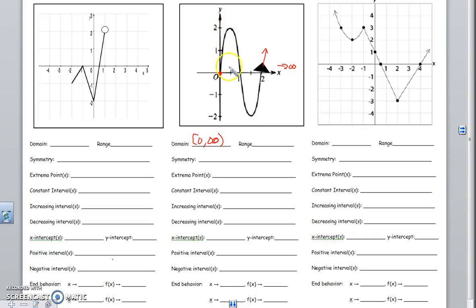The range will actually start, if I had a little platform going up, it would actually start here at -2. Included, and this arrow tells me I'm going to go up and up forever, so you get a little parentheses. There is no symmetry here.